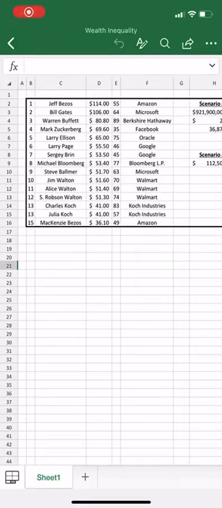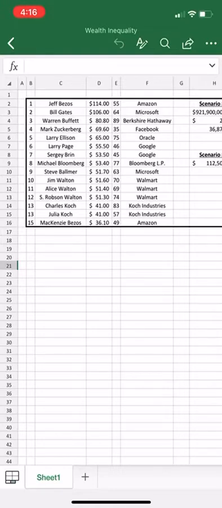I just want to do a lesson on wealth inequality, and I'll just focus here in the US. But this analysis will obviously be consistent with high net worth people worldwide. I just took the top 15 wealthiest Americans. I got this information online, and it's accurate in 2019, so it's reflective of reality, and it's current.